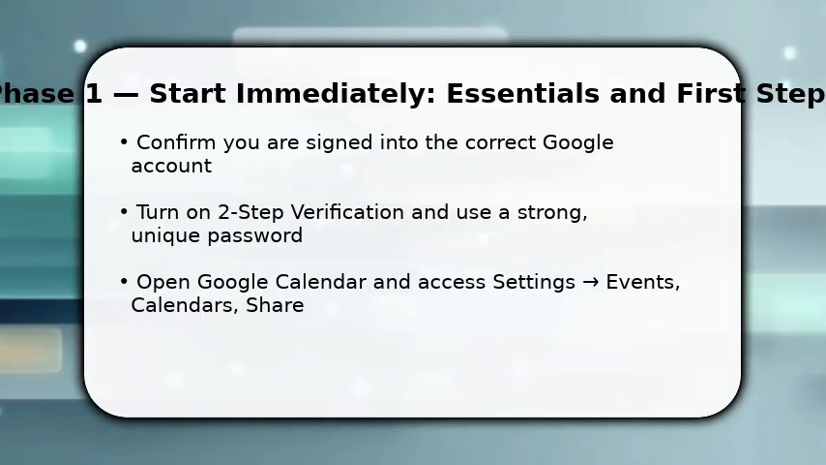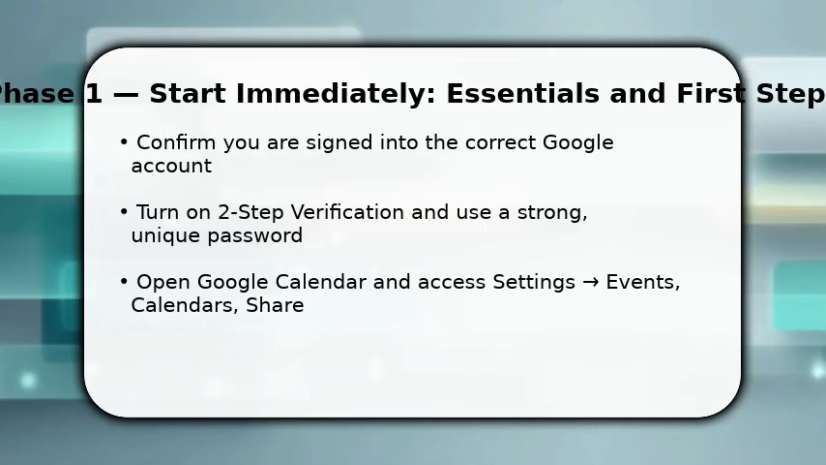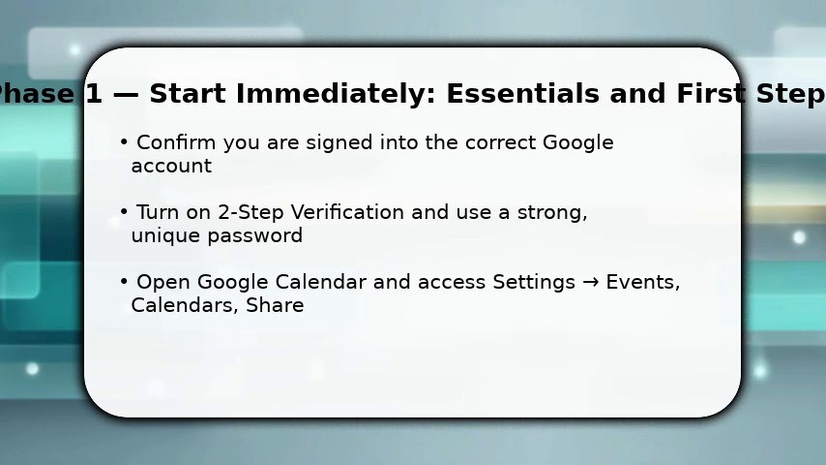Make sure to open Calendar and go to Settings, then Calendars or Event Settings. You need to identify which calendars are shared publicly or with groups so you can change permissions. Next, locate the calendar name, click its three-dot menu, and pick Settings and Sharing. This is where privacy adjustments start.